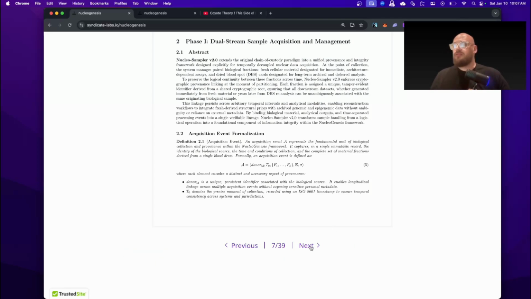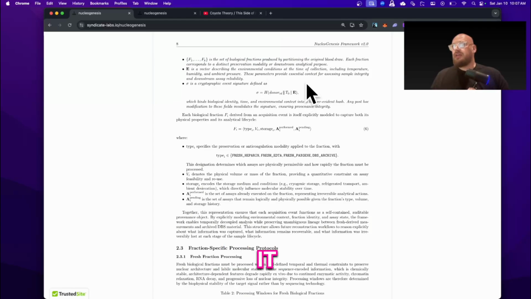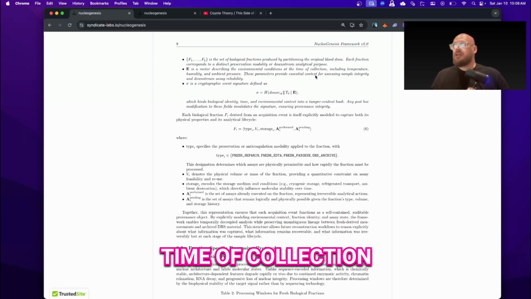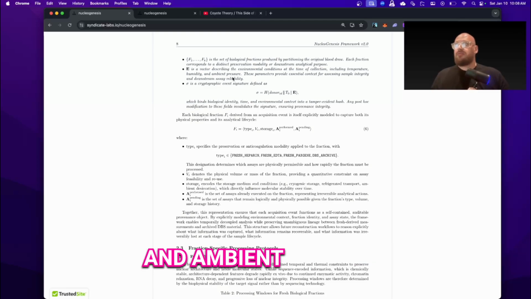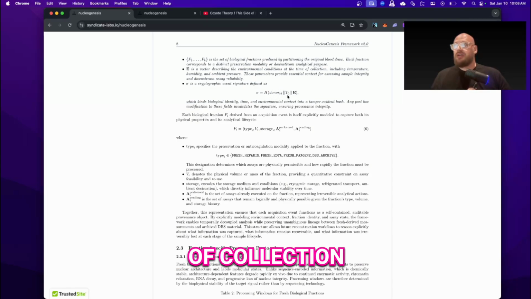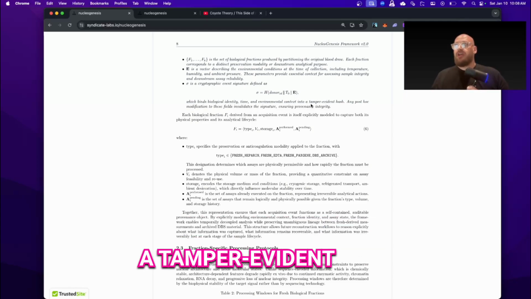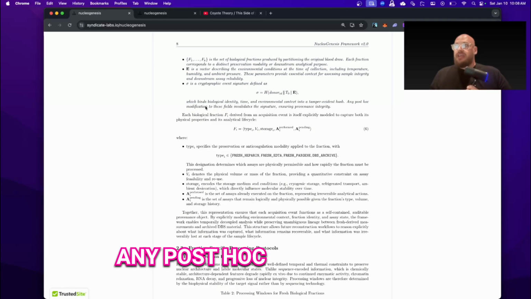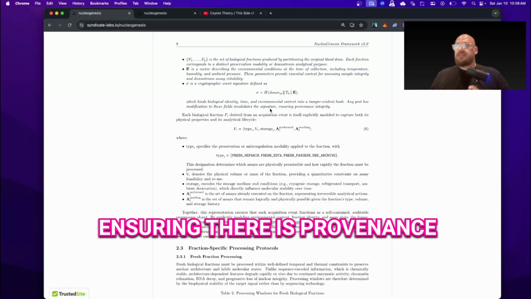All right, and we're going to move to the next page here. And again, it shows that E is a vector describing the environmental conditions at the time of collection, including temperature, humidity, and ambient pressure. So we have our E here. We have a donor ID. So if we look at this, right, we have our donor ID. We have the time of collection. And then we have this E vector now, which binds the biological identity, time, and environmental context into a tamper-evident hash. Any post-hoc modification to these fields invalidates the signature, ensuring there is provenance integrity.